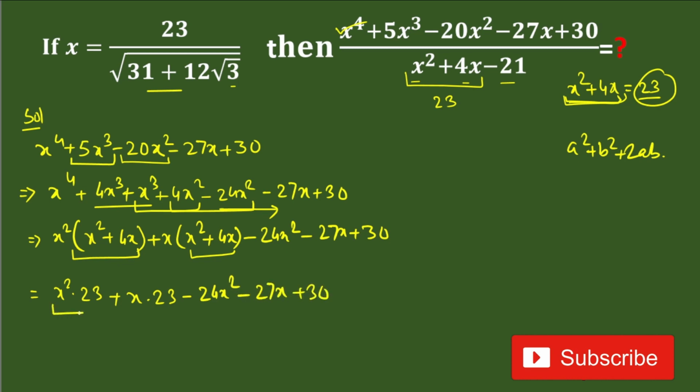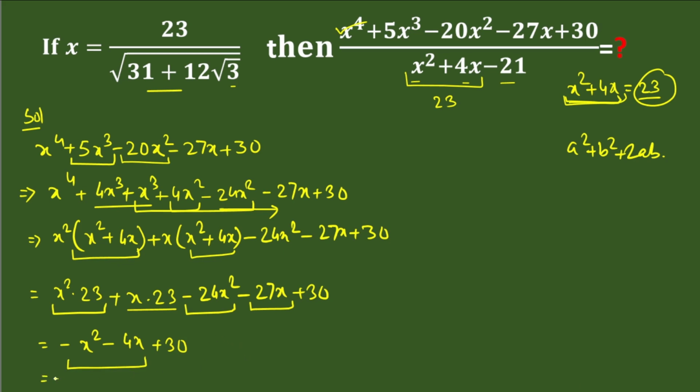Now here it is 23x² and negative 24x². It will be negative x², right? And now negative 27x and positive 23x, it will be negative 4x, right? And here it is plus 30. Now again from these two terms we'll take negative 1 common. So if we take negative 1 common from these two, the remaining here is x², and since we have taken negative common, it will be plus 4x, and the remaining here is plus 30.